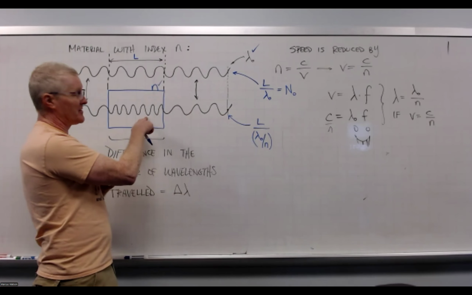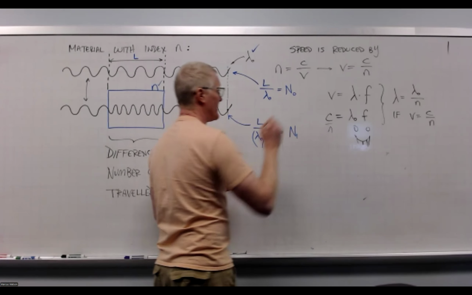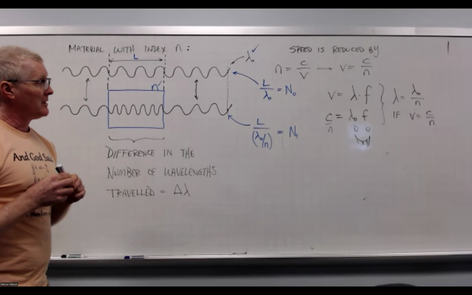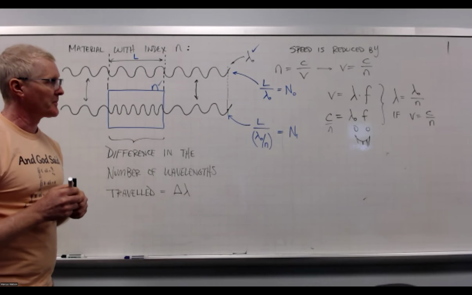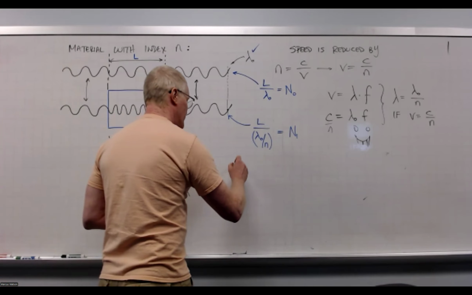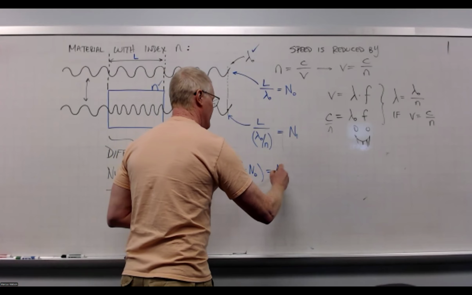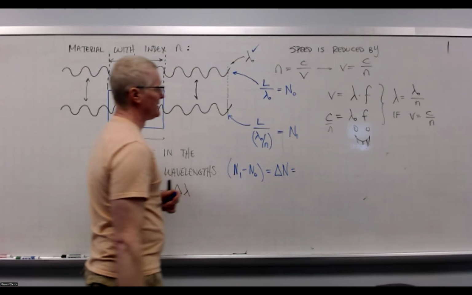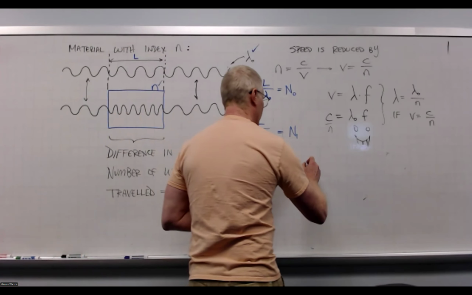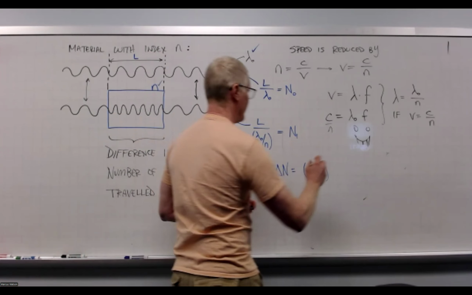Because this wavelength is reduced. And that's going to be the number of wavelengths that the wave traveled in the block when the wavelength was reduced. So if I want to find the difference, all I've got to do is subtract those two things, right? I've got to just do N1 minus N0. That's a delta in the number. And so if I just flip this up, you'll see that it becomes n minus 1 times L divided by lambda naught.